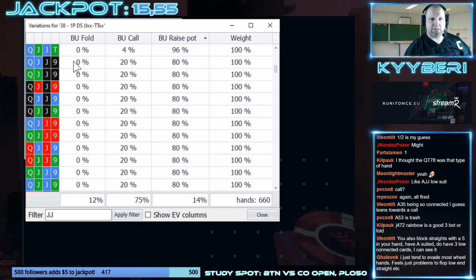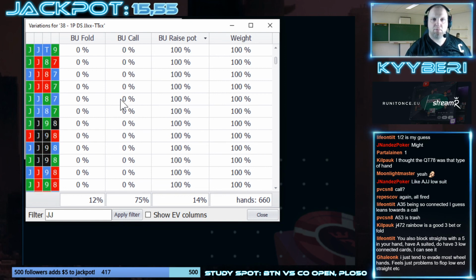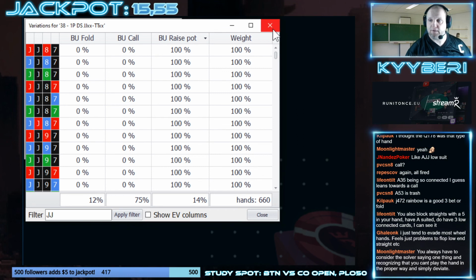And then, the weird thing, as soon as it gets a bit disconnected, as soon as we add king or queen to the hand, the 3-betting frequency goes down. So queen jack jack 10 is 3-bet less than jack jack 10 9. So that's the question about double suited jacks. Do we 3-bet them? Yeah, every now and then.